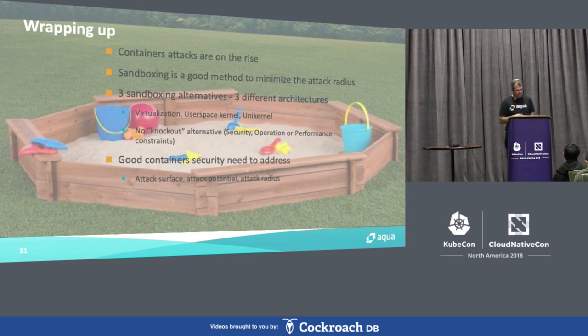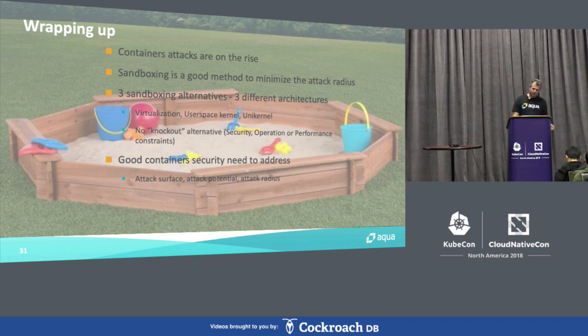We looked at 4 different sandboxing alternatives and 3 architectures: virtualization, user space kernel, and unikernels. Unfortunately, personally, I didn't find any knockout alternative. I'm sure there will be more work, and we're going to see more and more coming in. But at the moment, there's no knockout alternative in any of those that we tested. Good security for containers requires addressing the attack surface to minimize the attack potential, making sure that what an attacker can access or do is very limited, and of course, then addressing the radius.